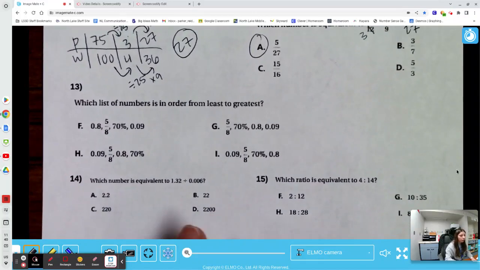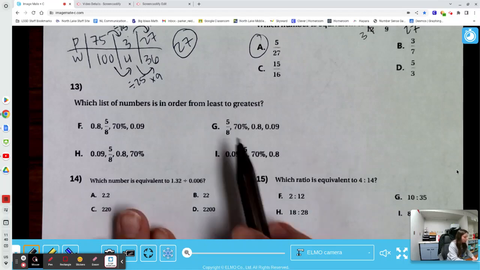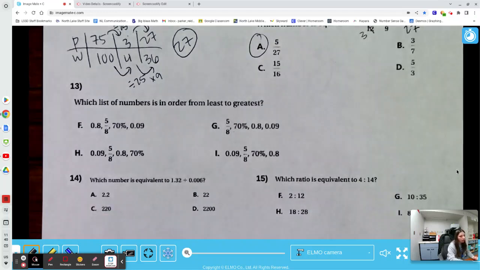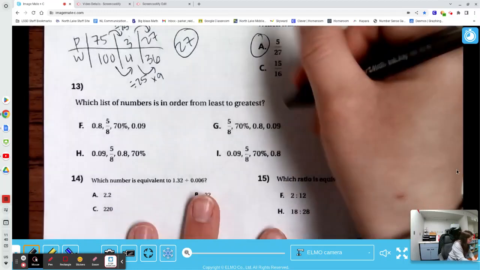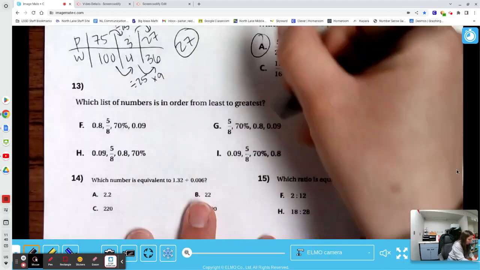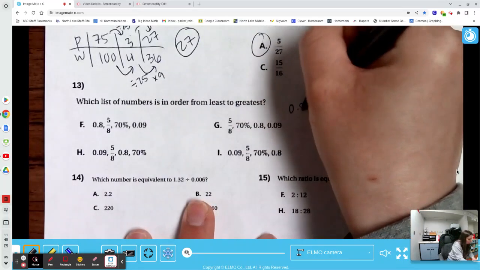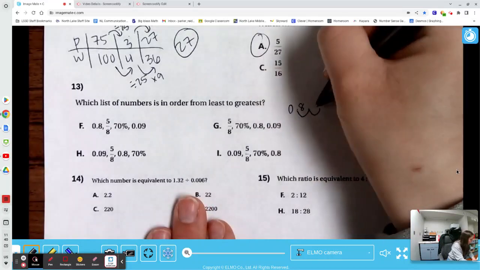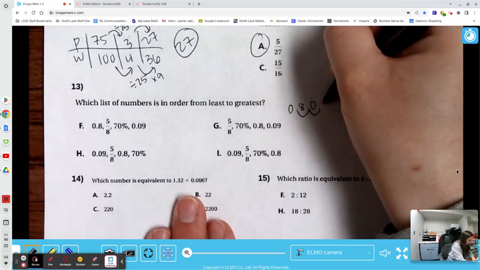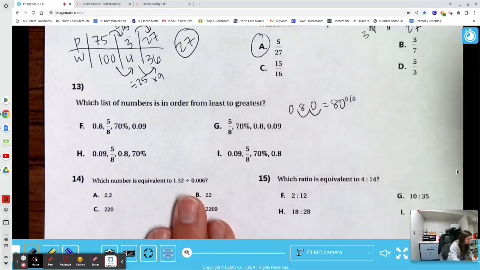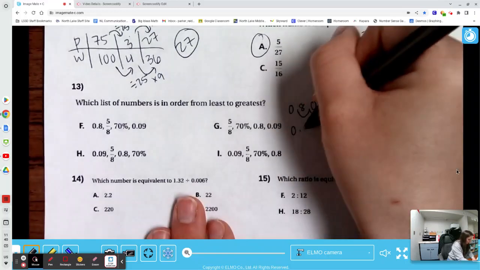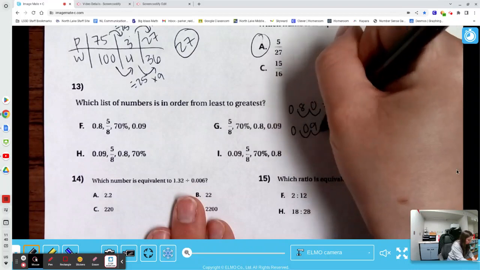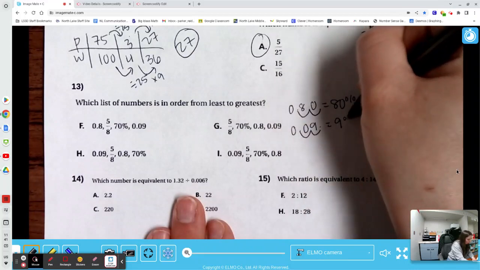Number 13, which list of numbers is in order from least to greatest? So here we have fractions, decimals, and percents. I'm going to go ahead and rewrite each of these as a percent if it isn't already, and it'll be easier to order them. So 70%, that's already written as a percent. Let's go with 0.8. To turn a decimal into a percent, we have to move the decimal 2 places to the right, meaning I'm going to have to add a 0 in there. So it's going to be 80%. And then I'll do that same thing with the other decimal, 0.09. Move that decimal 2 places to the right, becomes 9%.